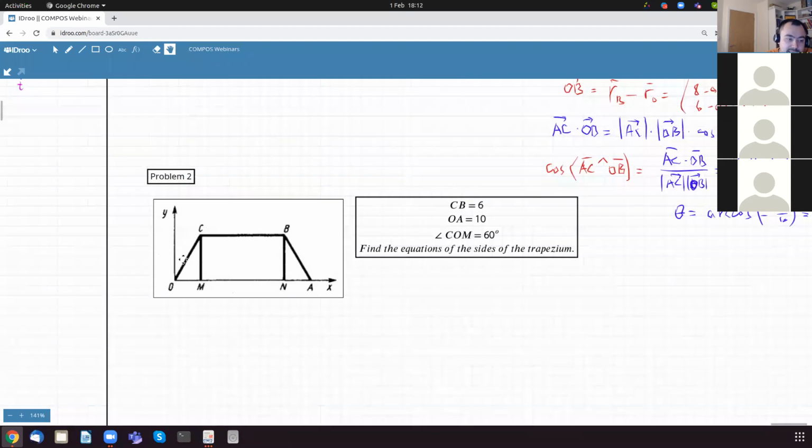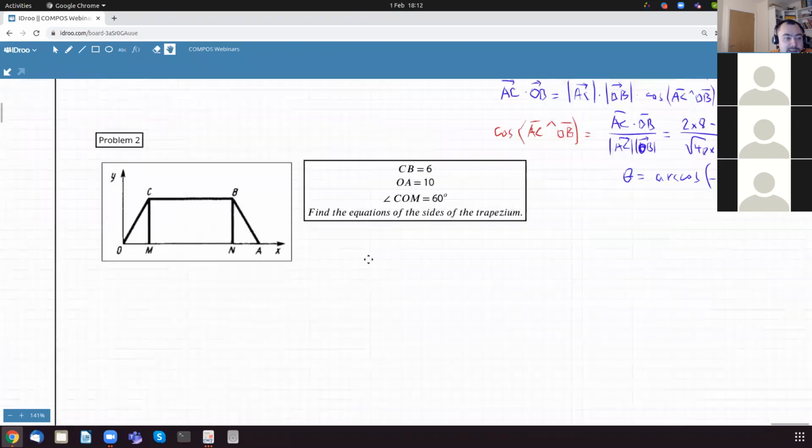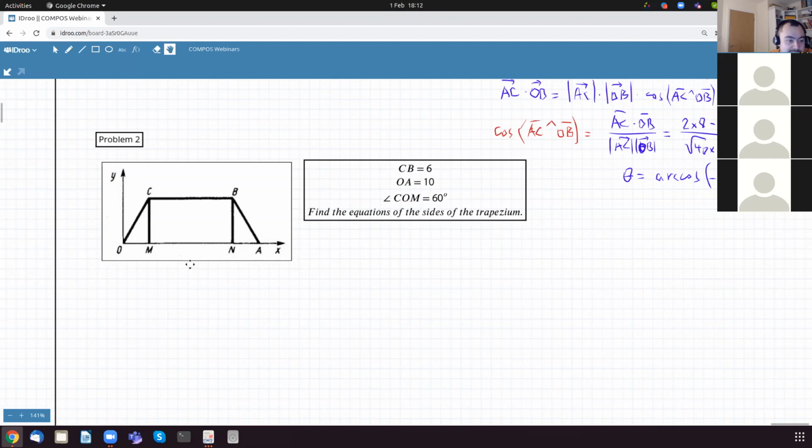OCBA is a trapezium. That's problem 2. CB is 6, OA is 10, angle COM is 60 degrees. Find the equations of the sides of the trapezium.